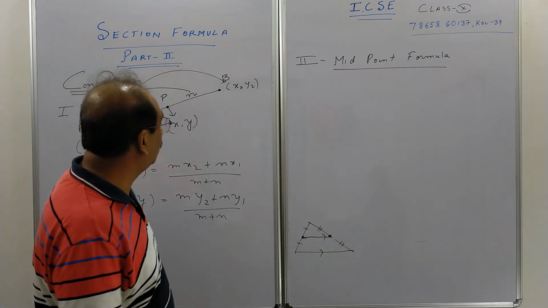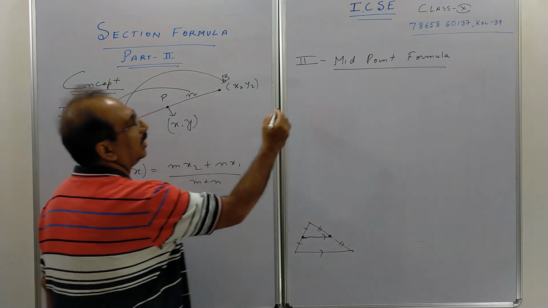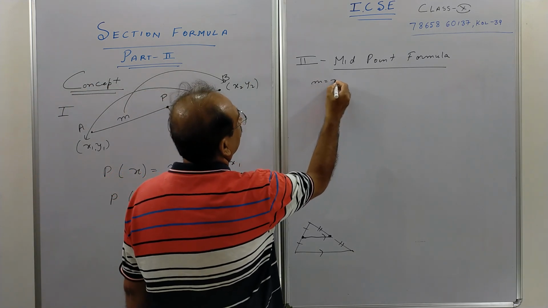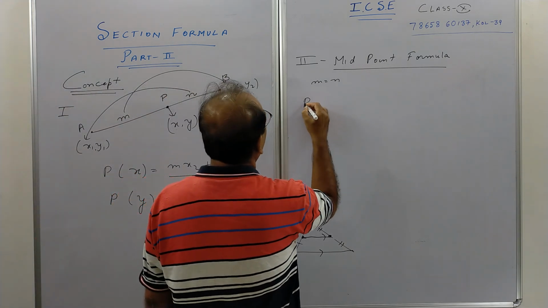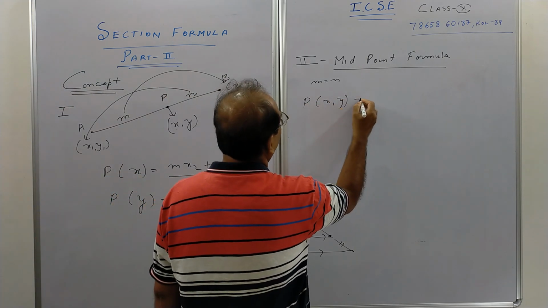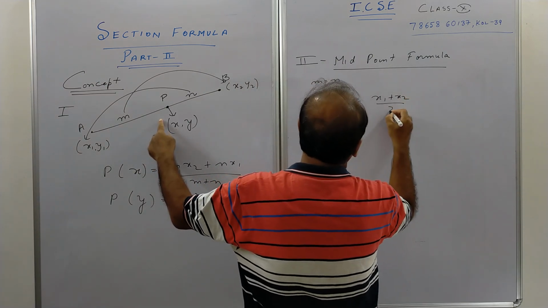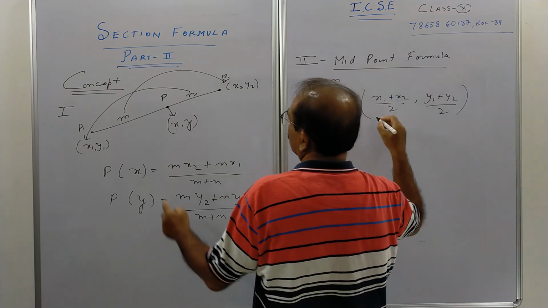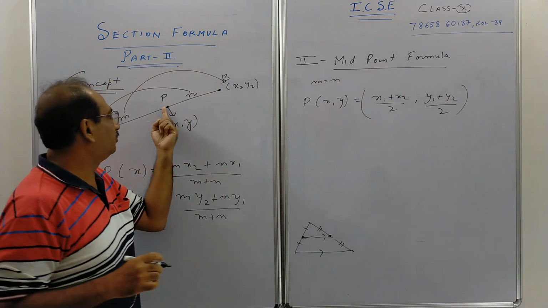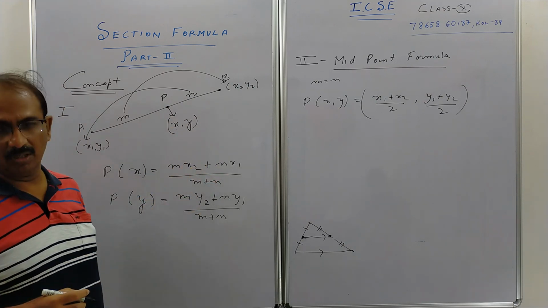But this is the midpoint formula, which is a special case of this where m is equal to n, meaning P is the midpoint and the two parts are equal. With very simple calculation, if P is (x, y), we get the x coordinate as (x1 plus x2) by 2 and y as (y1 plus y2) by 2. We don't use m and n because m and n are equal.